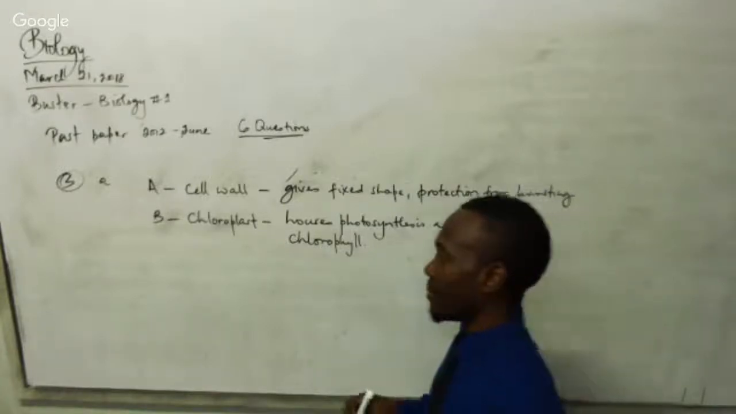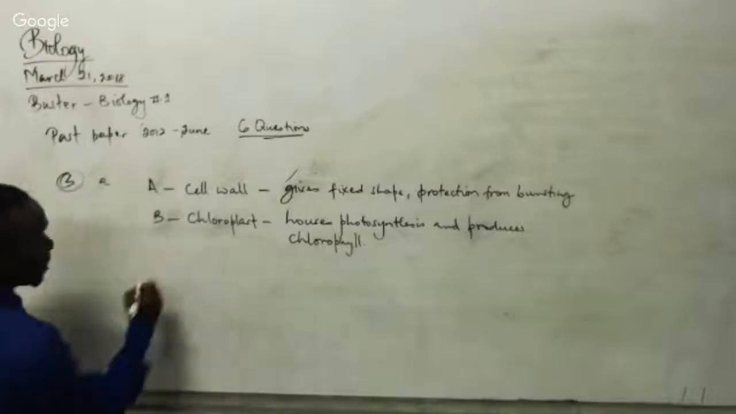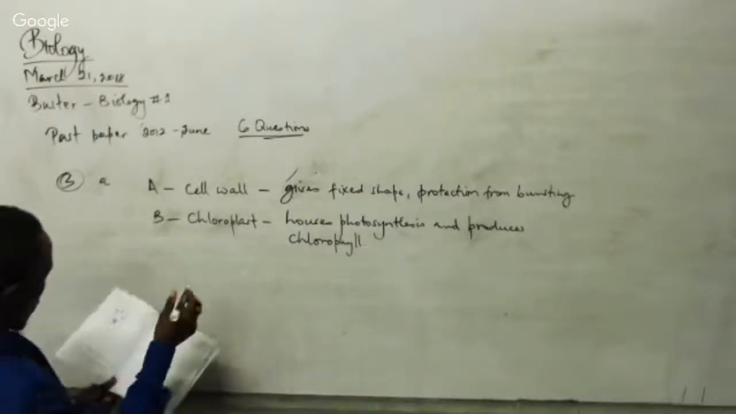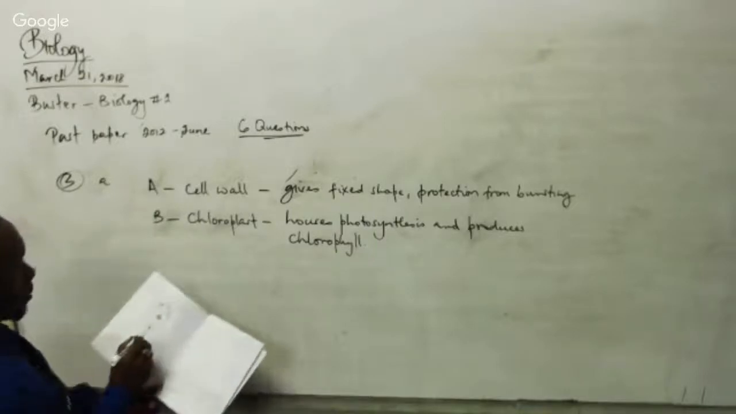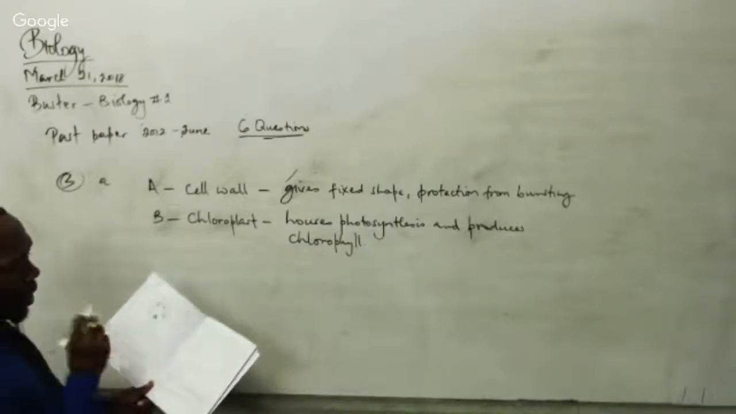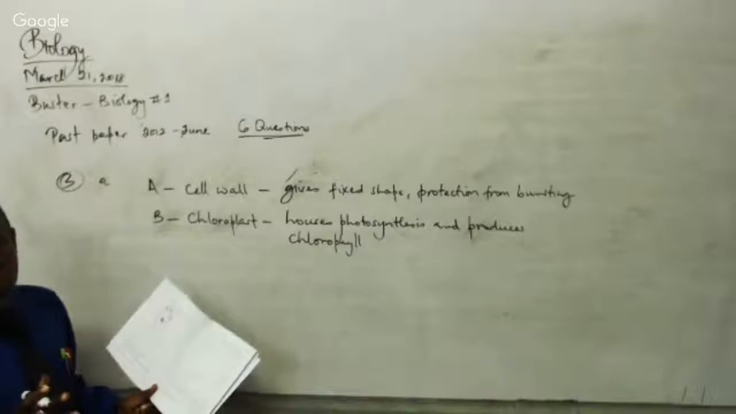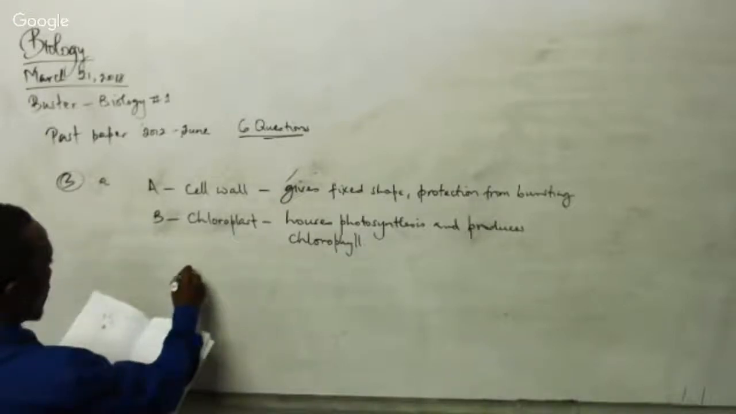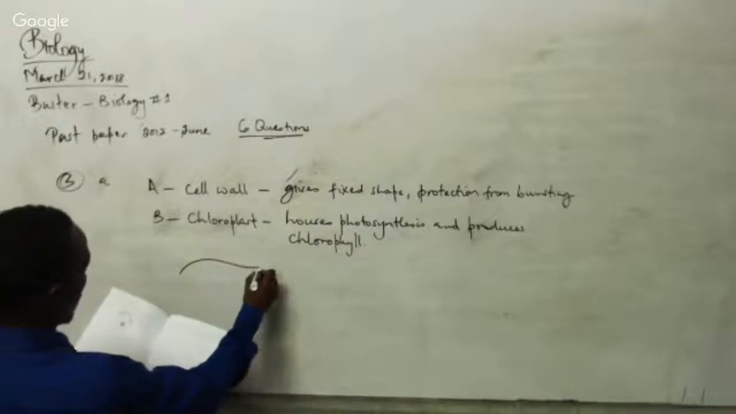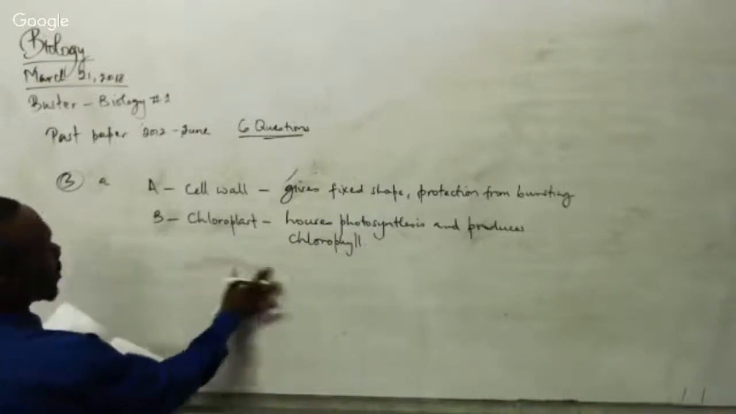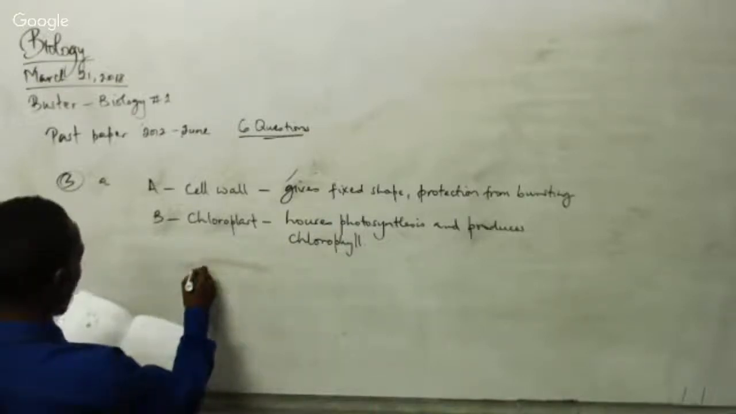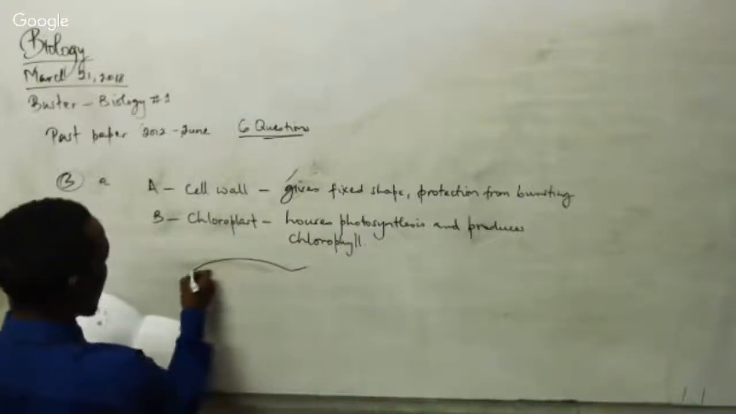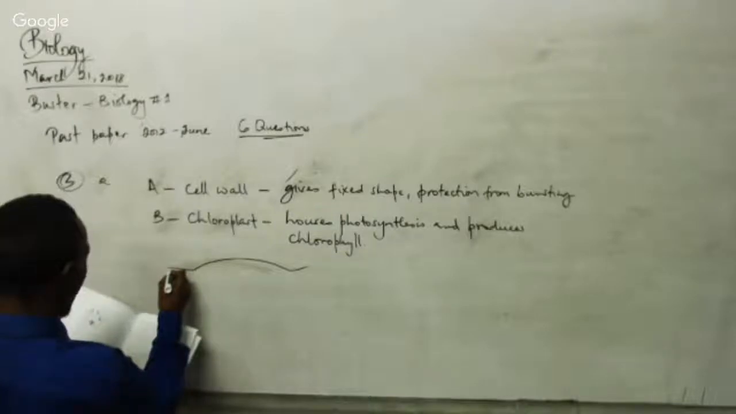Let me draw it, because this might be important. So you're going to look at the cell as it is. The cell wall is not going to change much. So you're going to draw back the cell wall. Don't waste time trying to draw it the same way.